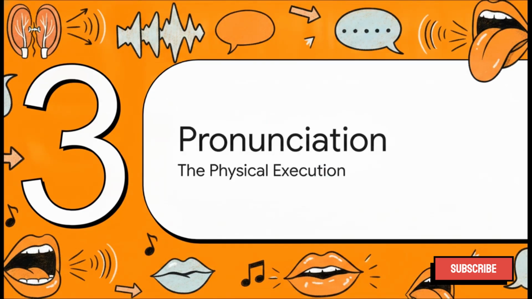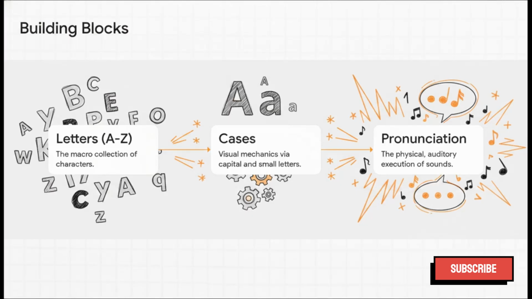Moving right along to Section 3, focus on pronunciation, which is all about the physical execution. Let's move to the next part and see how this builds into a complete functioning system. First, we have the raw materials, the letters A to Z. Second, we apply the visual mechanics, those capital and small cases. And third, the absolute capstone of Chapter 2, the pronunciation.